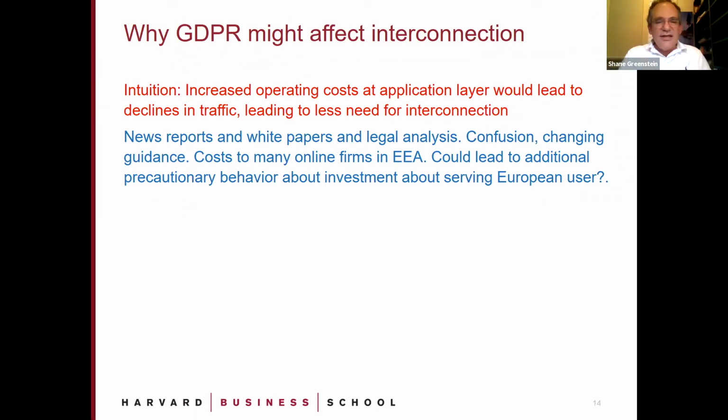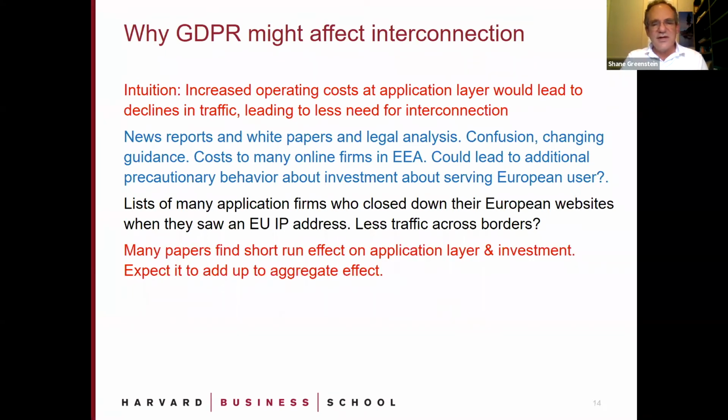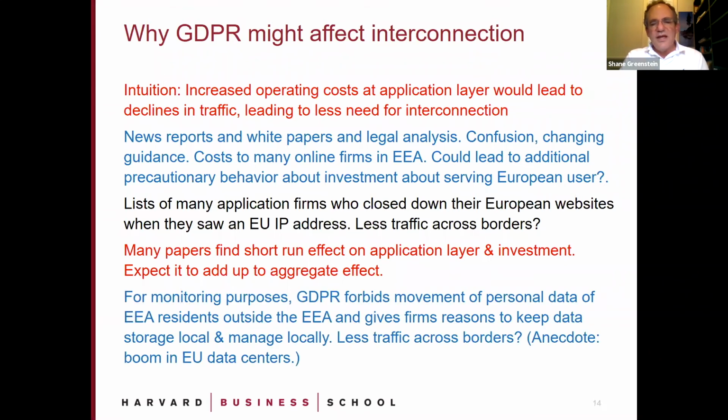Okay, so before we finish this, we also read all the white papers. There are tons of them, and many of them were expecting costs to affect traffic. There were these lists of all these firms who closed down their European websites and would not take European customers. That should have affected things. We were expecting a large aggregate effect for all this to add up.